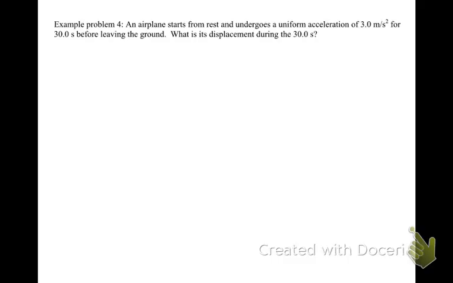Hopefully you paused the video and you've already completed question number 4, so let me go over this. An airplane starts from rest and undergoes a uniform acceleration of 3.0 meters per second squared for 30 seconds before leaving the ground. What is the displacement during the 30 seconds? Okay, so let's go over what's given.